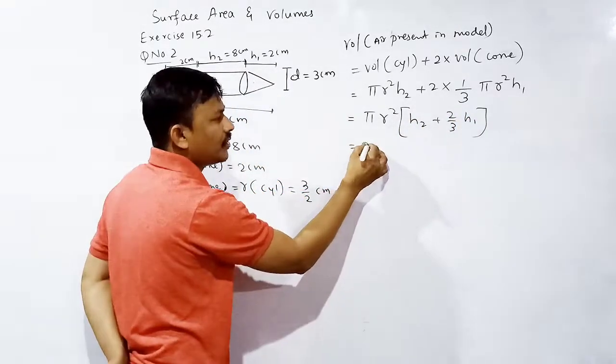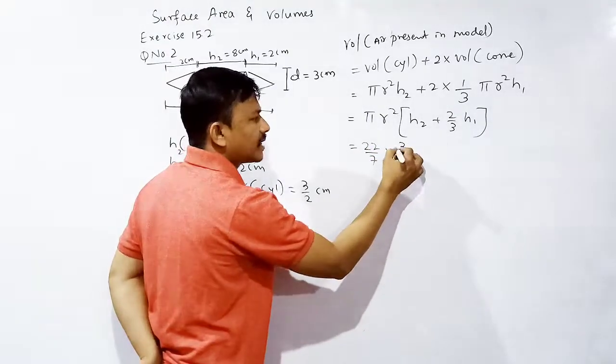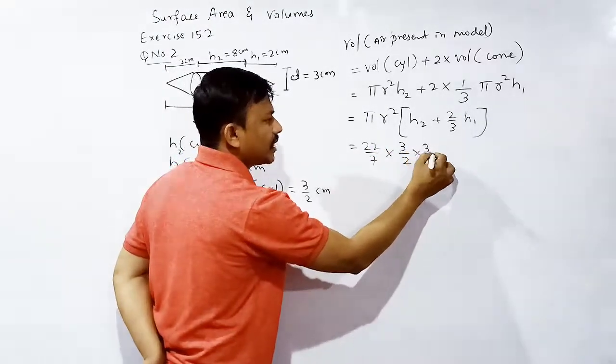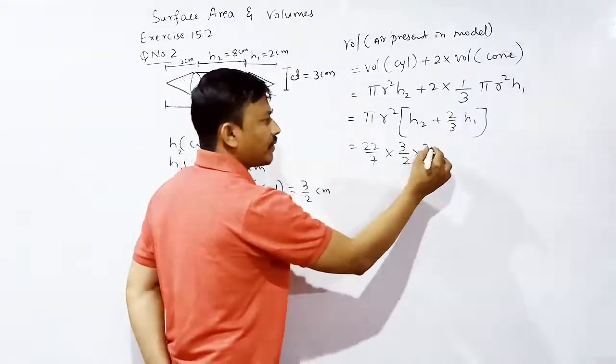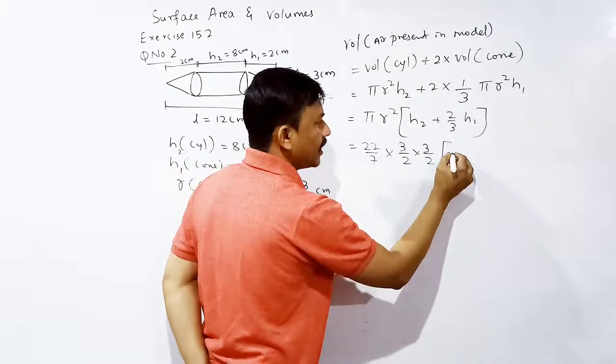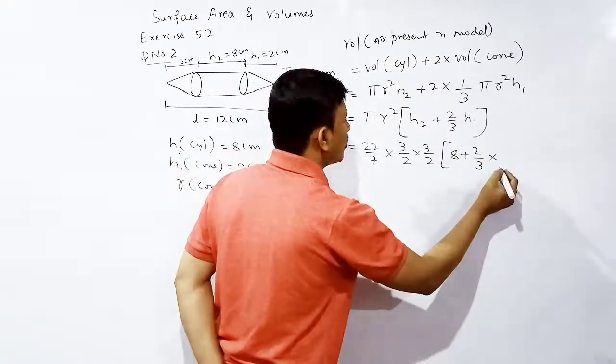What is the pi value? 22 divided by 7. What is the radius? 3 by 2 into 3 by 2, 2 times because it is squared, in bracket. What is the height of the cylinder? 8 plus 2 by 3. What is the height of the cone?